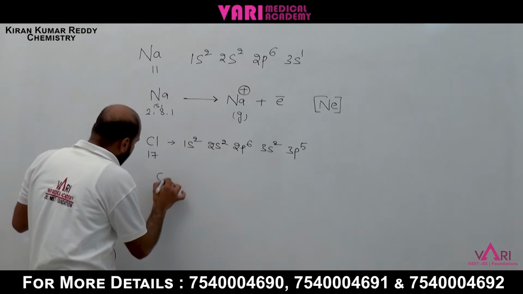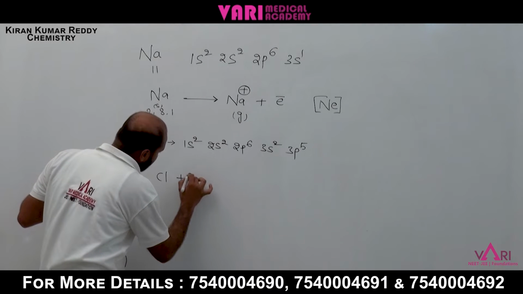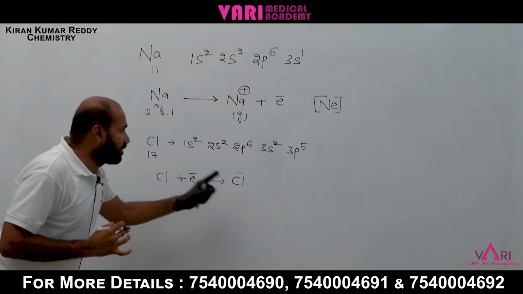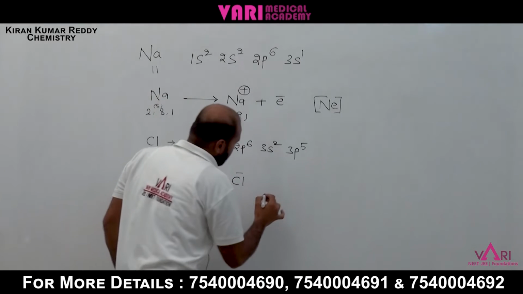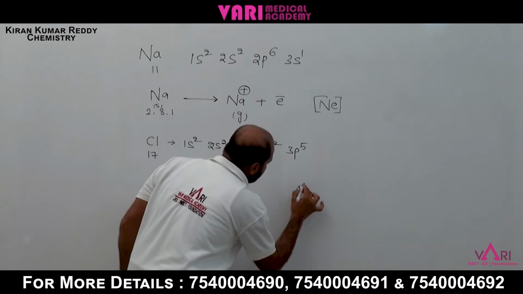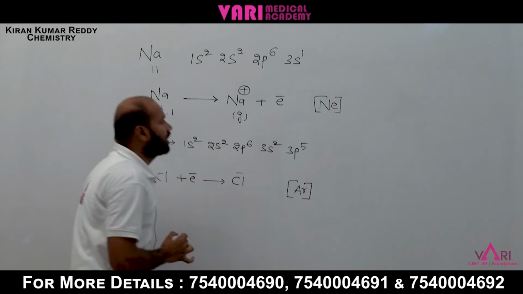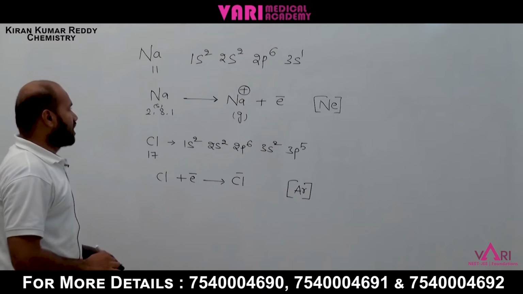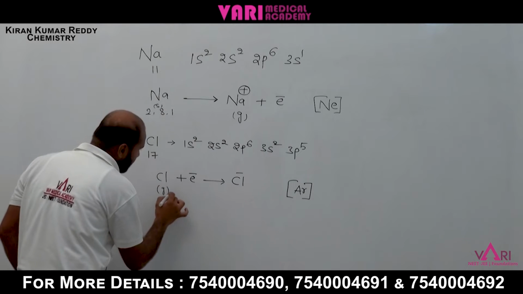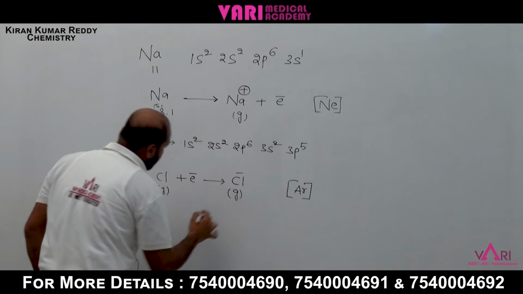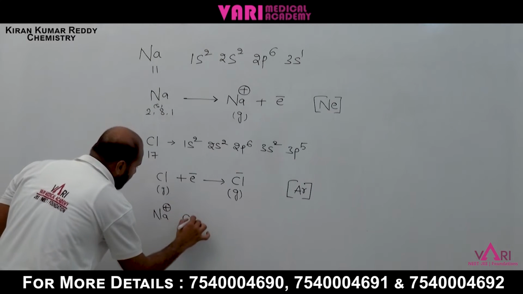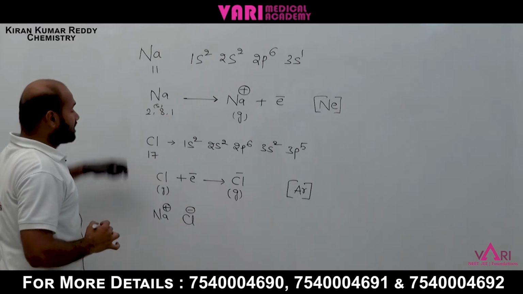Now chlorine accepts one electron to form Cl minus. Cl minus has the nearest noble gas configuration, argon. So Na plus and Cl minus are formed. What is the definition?